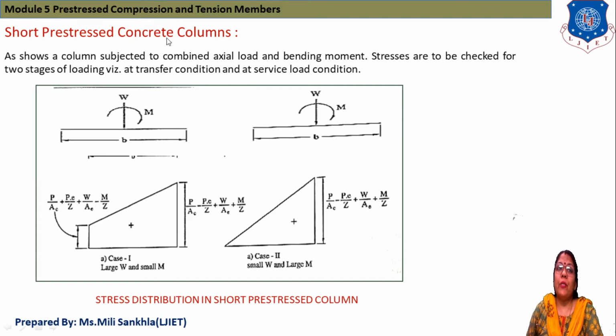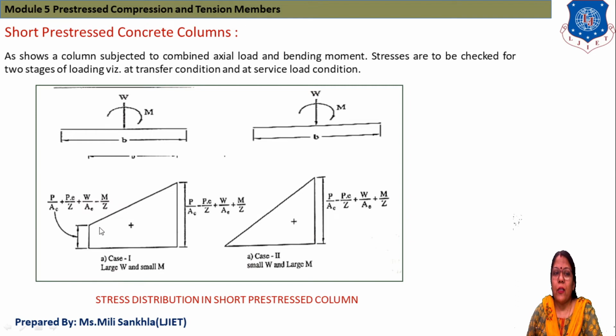Now short prestressed concrete column, here we discuss the equation and then we solve the example. As shown, the column is subjected to combined axial load and bending moment. Stresses are to be checked for two stages of loading, at transfer condition and at service condition. In first figure, a simply supported beam is given. It is subjected to point load and moment. Okay, and here case 1, large W and moment is small.